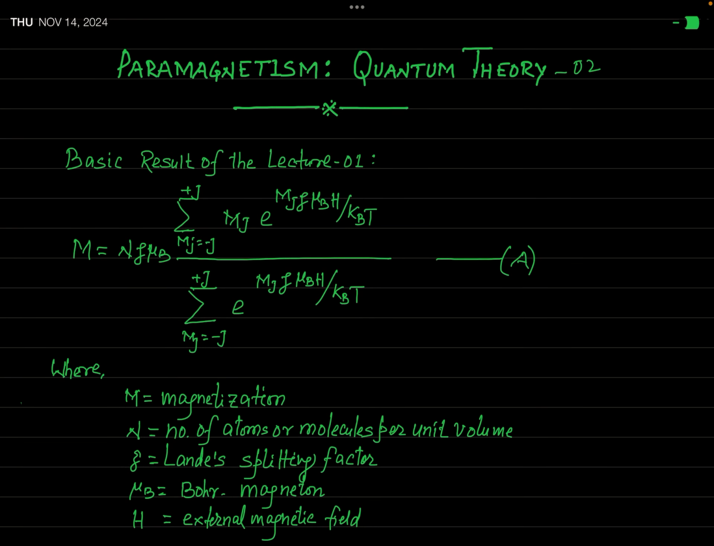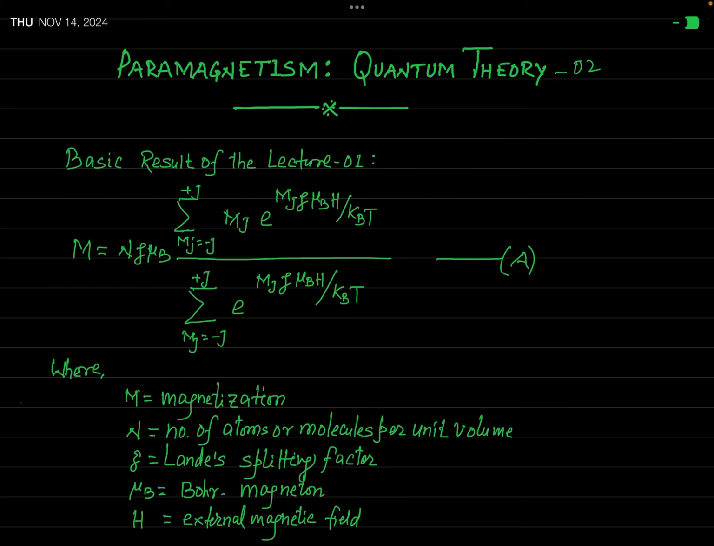In the previous lecture, we started to discuss the quantum theory of paramagnetism. I told you in that lecture that the complete quantum theory will be dealt with in two parts. We have already seen the first part of the quantum theory of paramagnetism, and today we are going to see its second part.